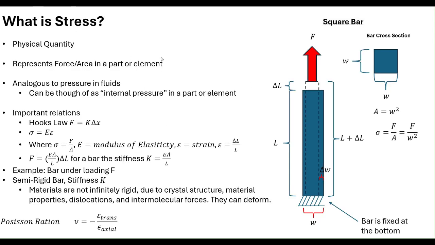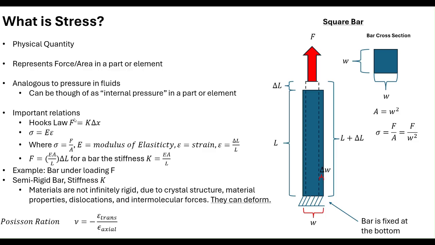So what is stress? Stress essentially is force divided by area in a part or element, and it's analogous to pressure in fluids. You can think of it as an internal pressure in the part or element. I've shown an example here of a square bar, and we've loaded the bar in the vertical direction. Now, if you wanted to calculate the normal stress on the bar, it would be this force here in the vertical direction divided by the cross-sectional area A. And I've shown that calc.